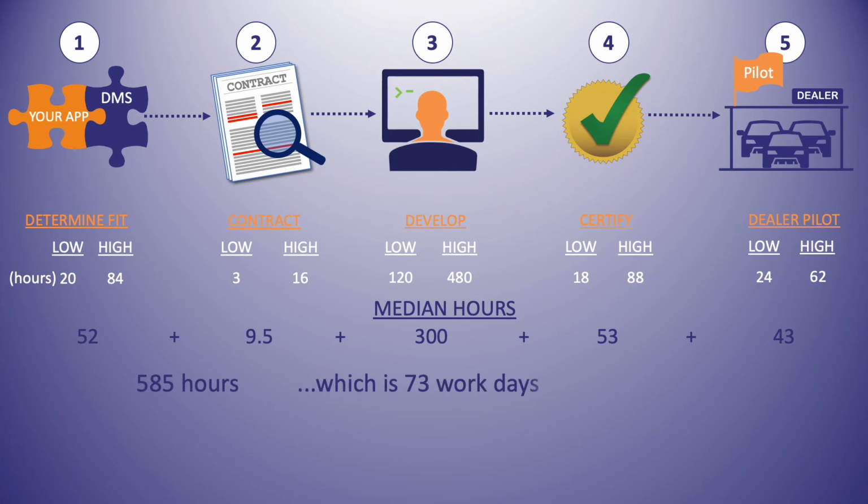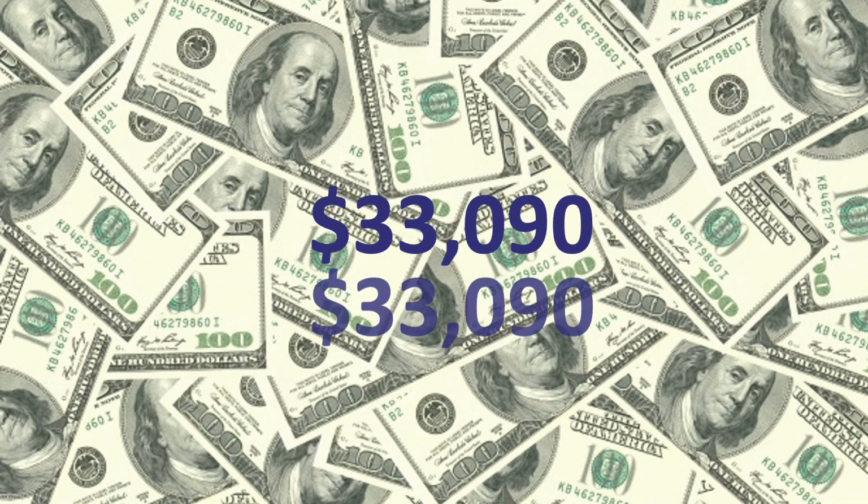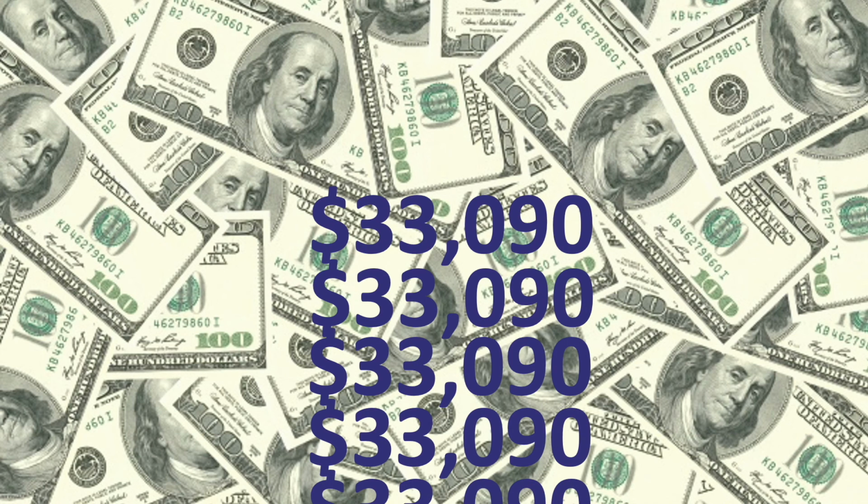Add it up and you get 585 hours, or 73 work days, or 15 work weeks. And the cost? We calculated conservative FTE rates for each role and came up with a little over $33,000. And that's for one integration. Multiply that times every integration you need, and we're talking lots of cash that could be better spent internally.